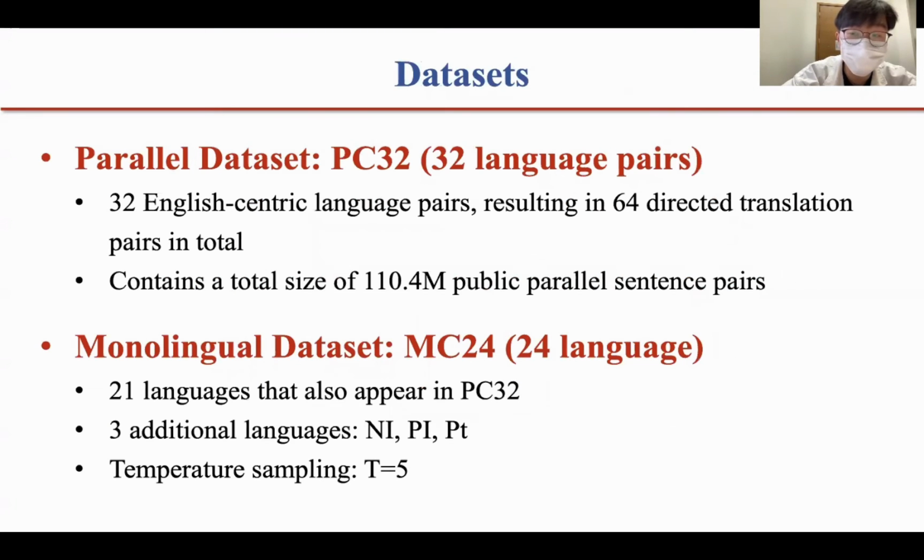Then let's introduce the datasets. The first part is the parallel corpus, and the second part is the monolingual corpus. Except for the 21 languages in PC32, Dutch, Polish, and Portuguese are also added. In addition, temperature sampling is added to the data distribution.